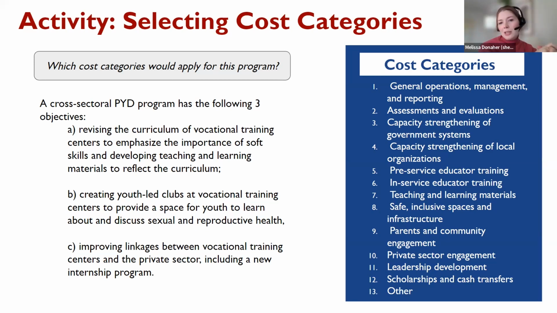B is creating youth-led clubs at vocational training centers to provide a space for youth to learn about and discuss sexual and reproductive health. What cost category or categories might apply here? And then C is improving linkages between vocational training centers and the private sector, including a new internship program. So take a minute to think about this, read them again, and share in the chat, what cost categories do you think would apply for this program?